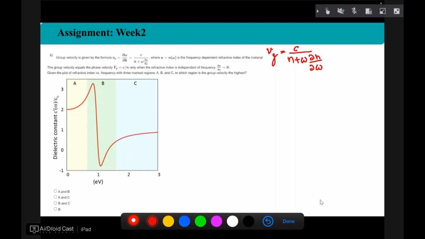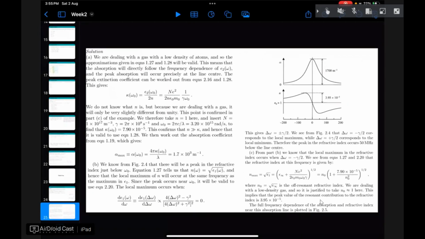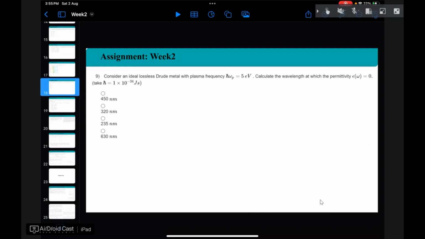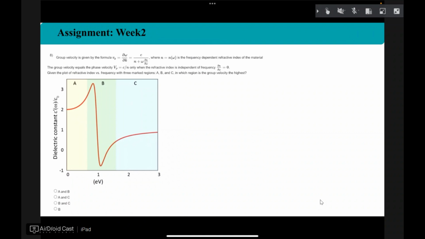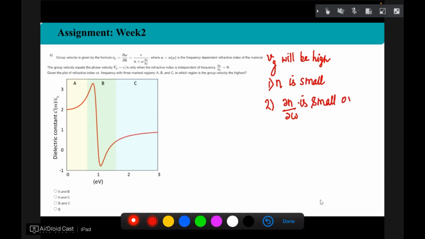So from this formula, we can say some things, that is Vg or group velocity will be high when, first case, if n is small, so it's in the denominator. If the denominator is small, Vg will be high. Second case, if delta n by delta omega is small, or if it is negative.